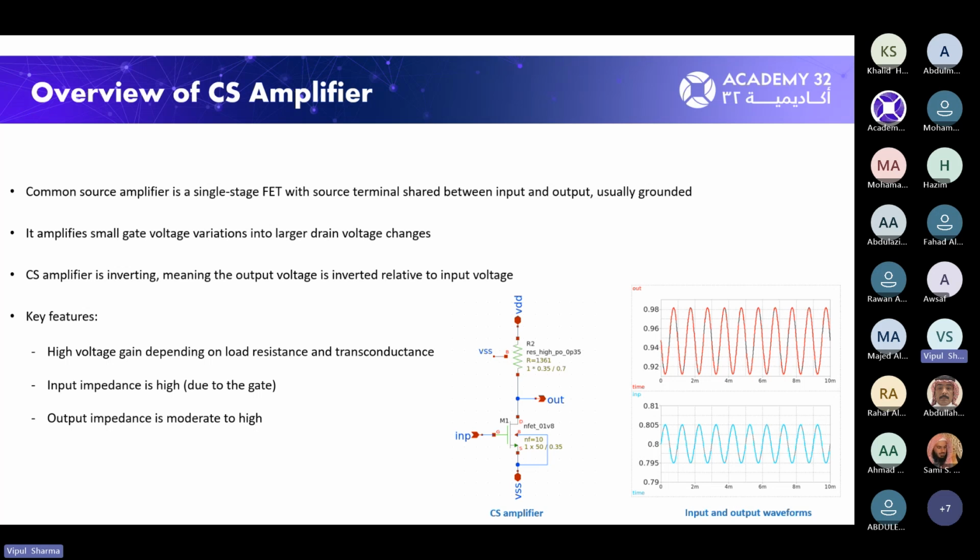And again, as I discussed in the last slide, it has a sufficiently high voltage gain in the range of around 10 to 15 dB, or maybe you can enhance it in some cases up to 20 dB, depending on the properties of your transistor device. And it has a high input impedance, and the output impedance is not very low, but in the moderate to high range.